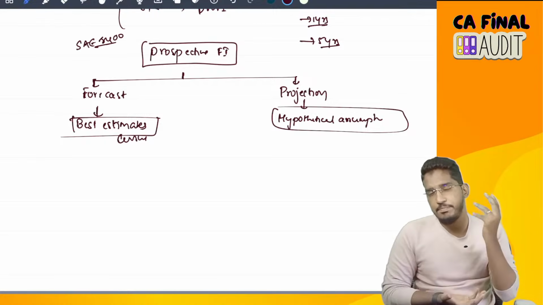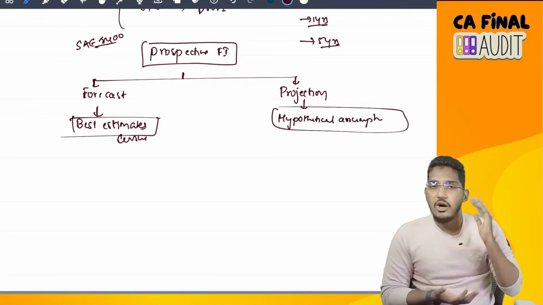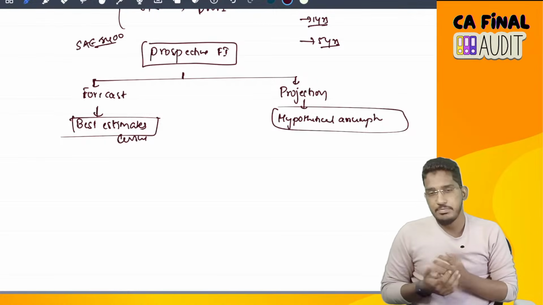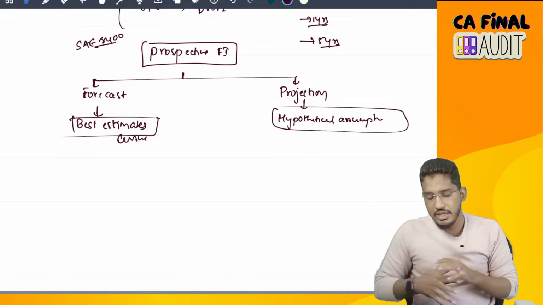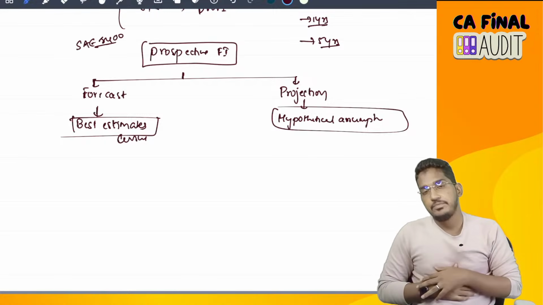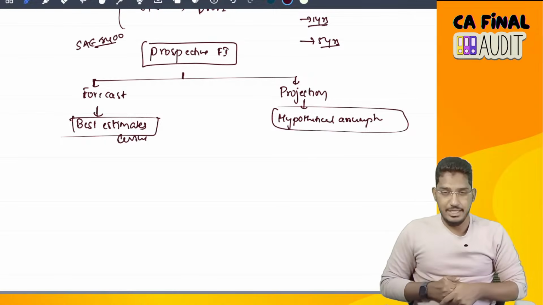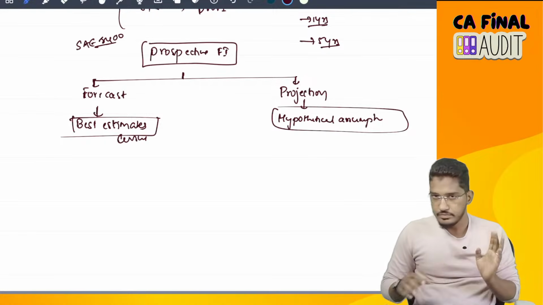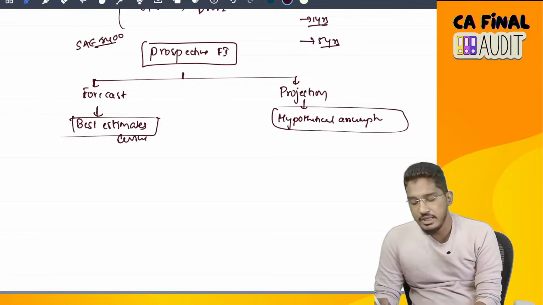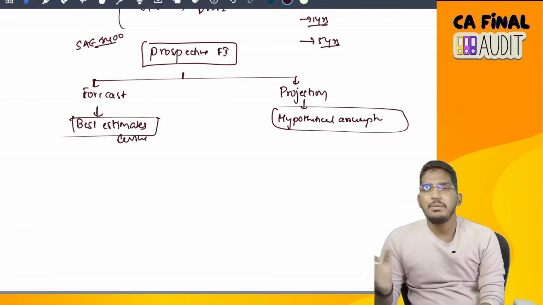They have done it on the basis of the past, on the basis of the current data, on the basis of pending sales contracts, pending expense contracts. Considering all this information, they have prepared this data. So this we call a best estimate assumption. Whereas hypothetical assumptions are, they might happen, they might not happen.